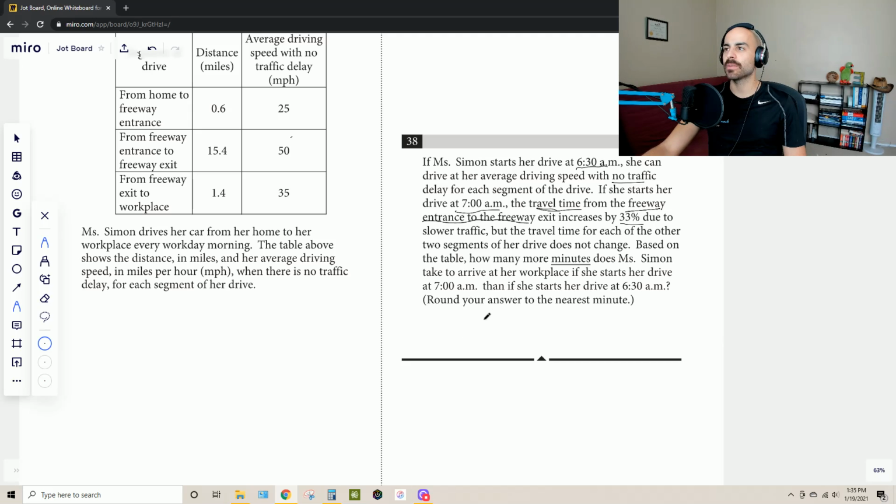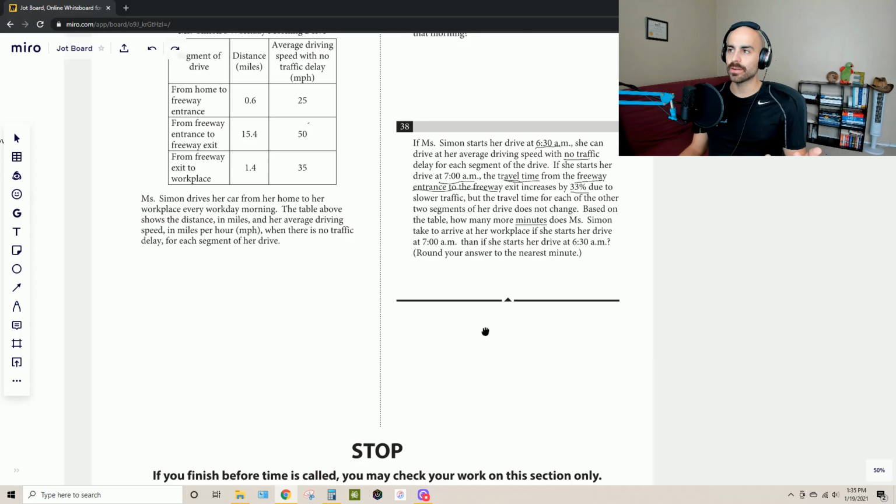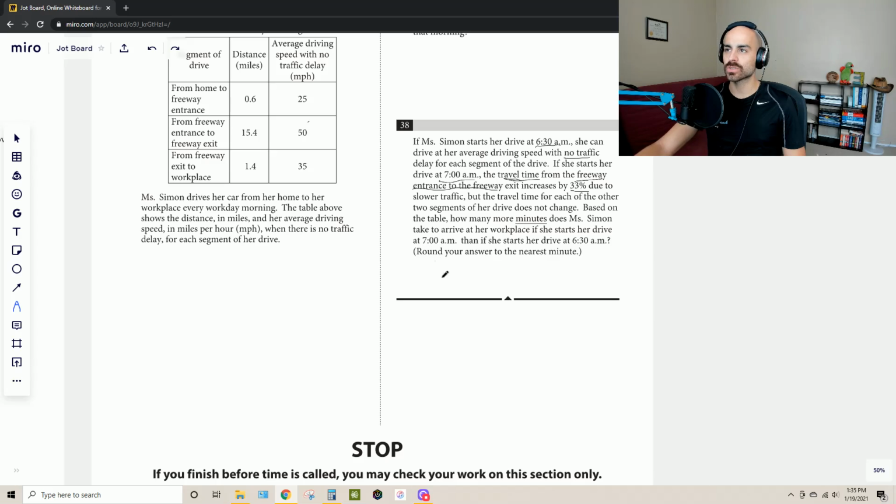how much more time is she spending on her total commute if she leaves at 7 a.m. versus 6:30. Well, because the only thing that changes is the freeway entrance to the freeway exit, that's all we care about then. That's the only thing we're going to work on today. So let's first figure out how much time it takes for her without being in traffic.